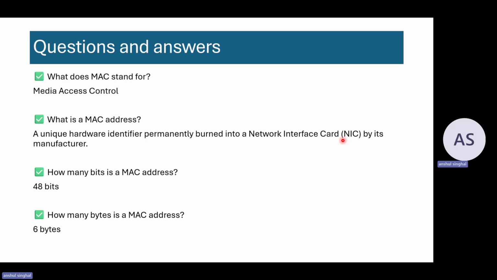What does MAC stand for? It's media access control. Though it is easy to remember, logically, if we think about these keywords, media access control means that using the MAC address, we can get access to the network connectivity. So it's just to control the access to the media, which is what MAC stands for.